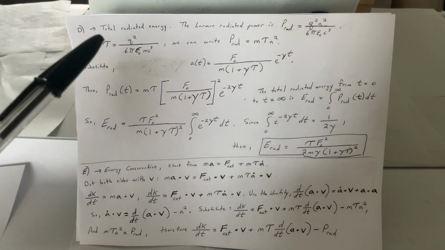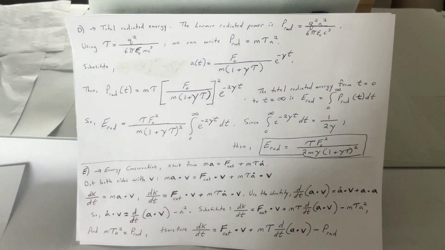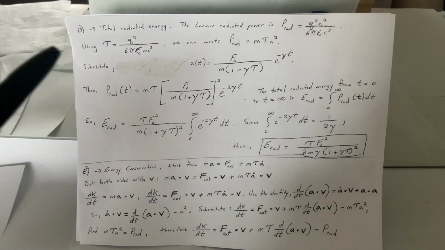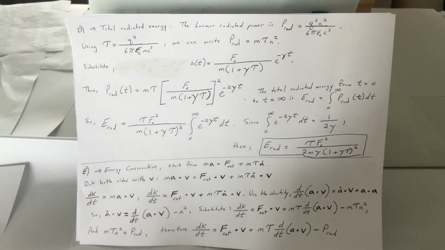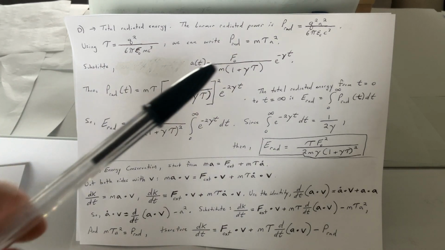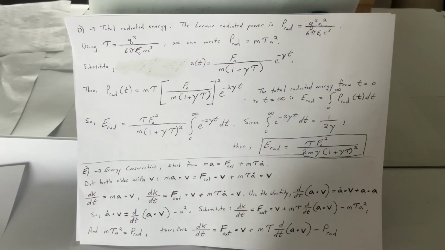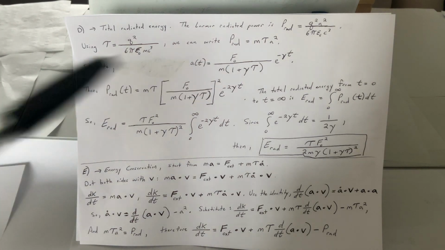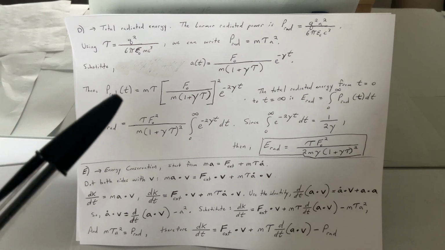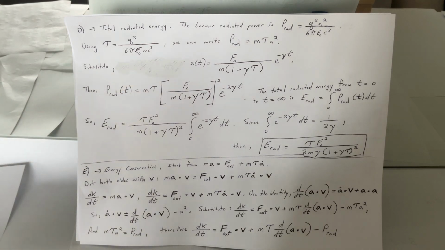So here, the Larmor radiated power is P_rad equals q squared a squared divided by 6 pi epsilon naught c cubed. And using tau equals q squared over 6 pi epsilon naught m c cubed, we can write P_rad equals m tau a squared. Substitute a(t) equals F naught over m times the quantity 1 plus gamma tau, e to the negative gamma t. Then P_rad(t) equals m tau times the quantity F naught over m times (1 plus gamma tau) squared, e to the negative 2 gamma t.